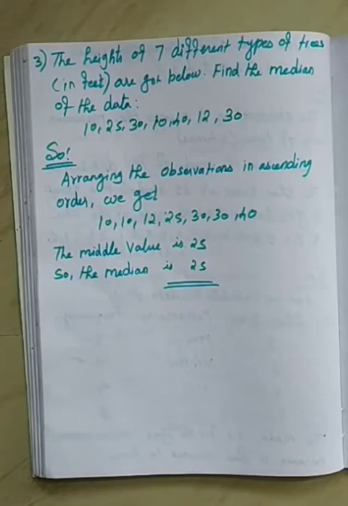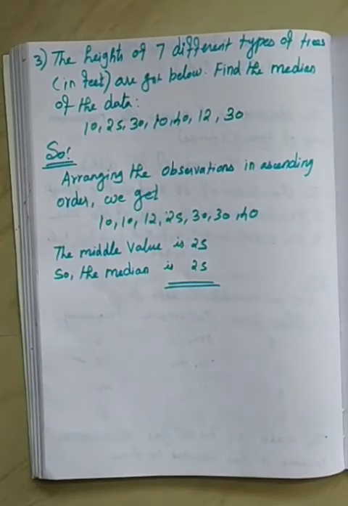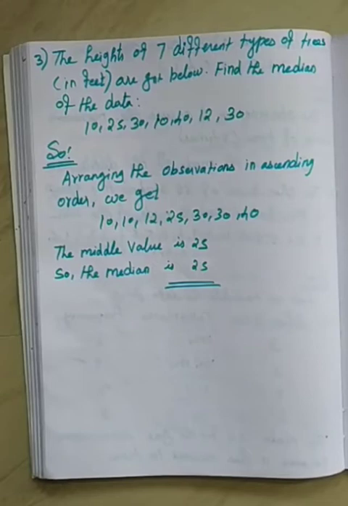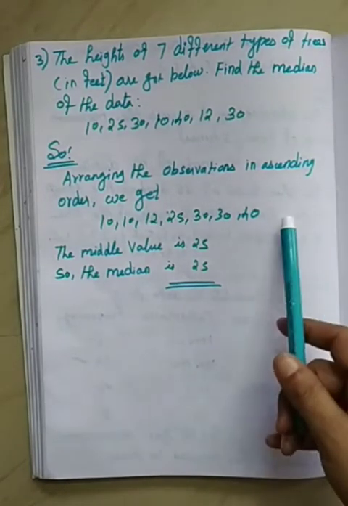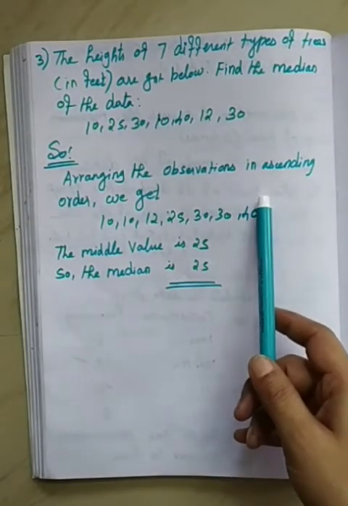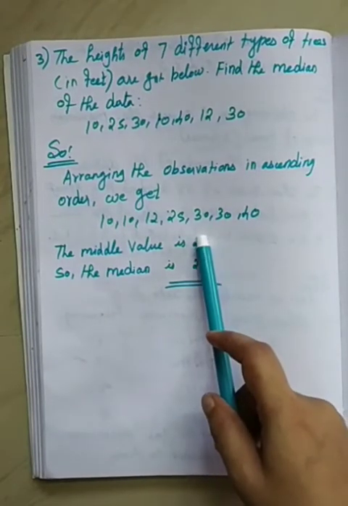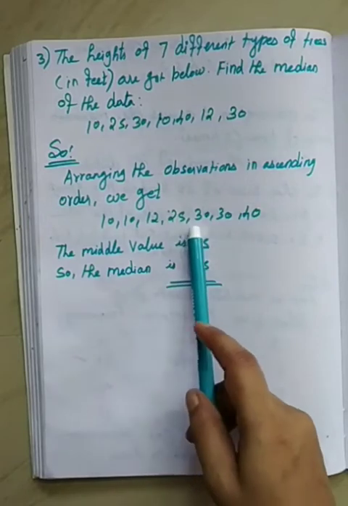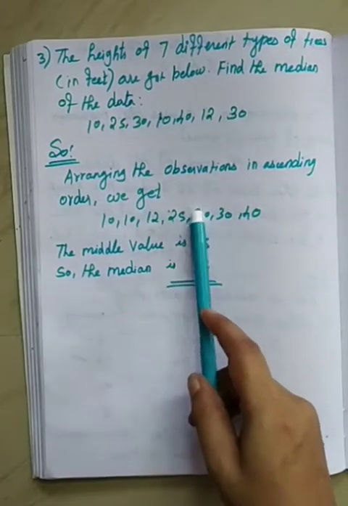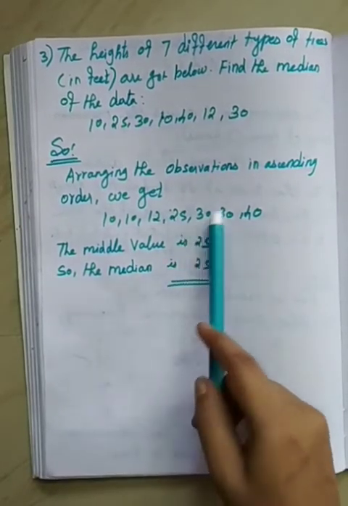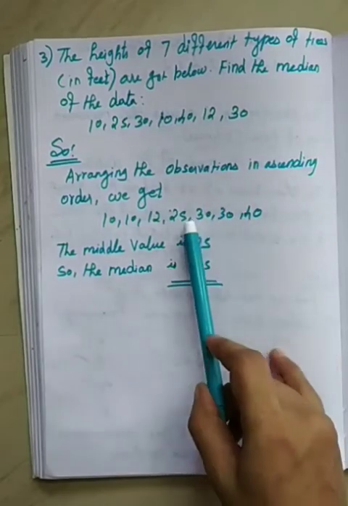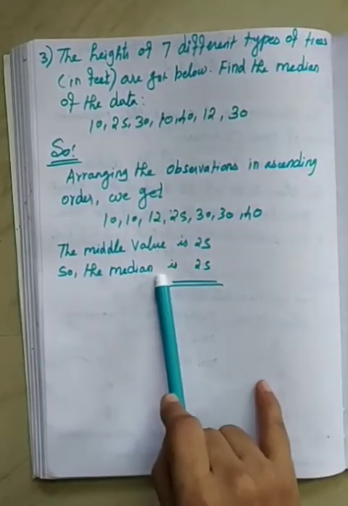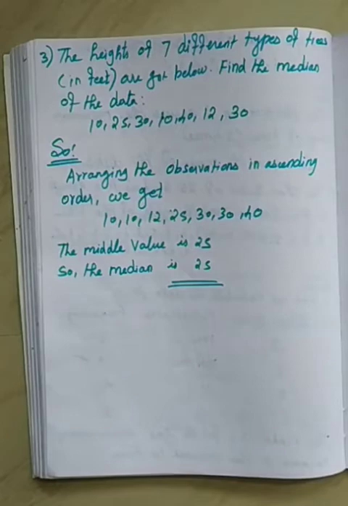See, the heights of 7 different types of trees are given below. Find the median of the data. First of all, you have to arrange the observations in ascending order. After that, you have to find the median. Then see which value is the middle. 25 is the middle, so this middle value, 25, is called the median. Everybody clear the median?